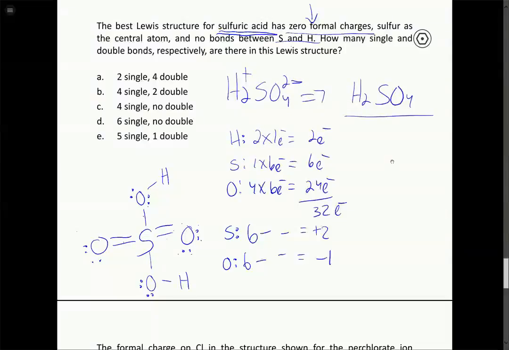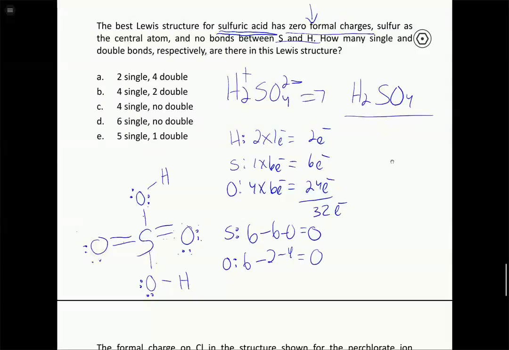our sulfur now still has 6 valence electrons as an atom, but now it has 1, 2, 3, 4, 5, 6 bonds, and it has 0 lone pairs still. So the formal charge on sulfur is now 0. And then if we look at oxygen, these oxygens have 6 valence electrons as an atom, 2 bonds, 4 non-bonding electrons, also 0 formal charge. Alright, so by drawing those 2 sulfur oxygen double bonds, we've gotten rid of the formal charges. This is going to be the best Lewis structure.